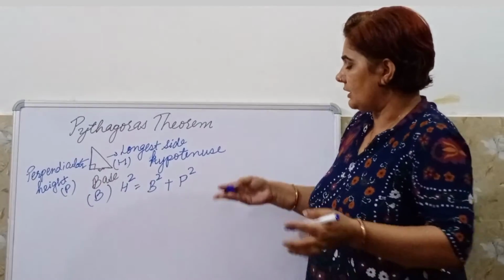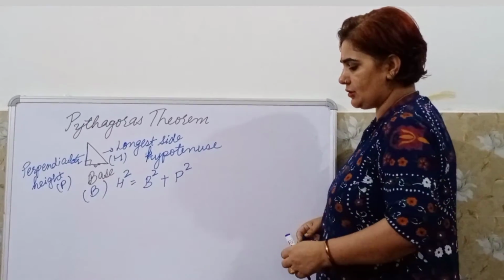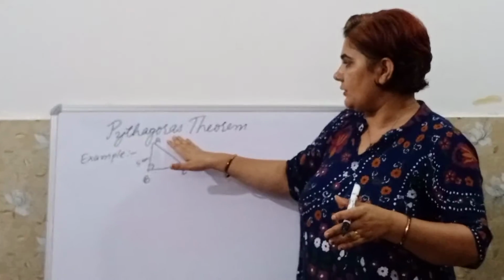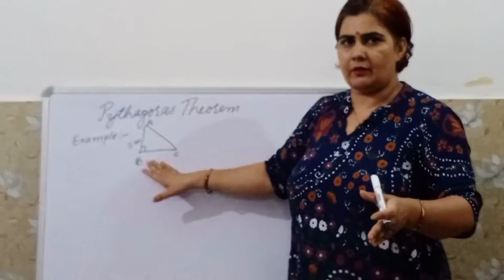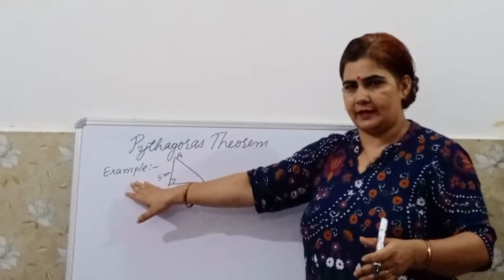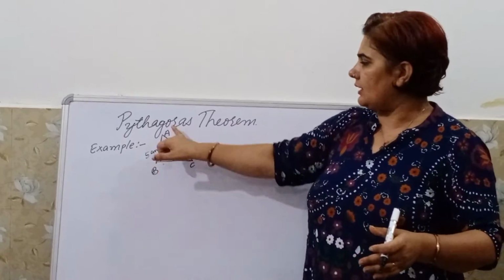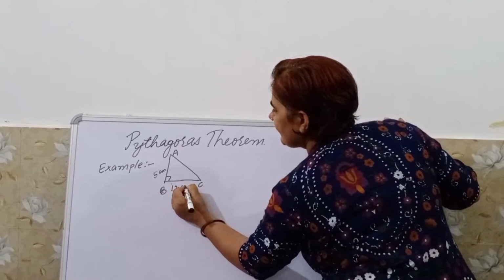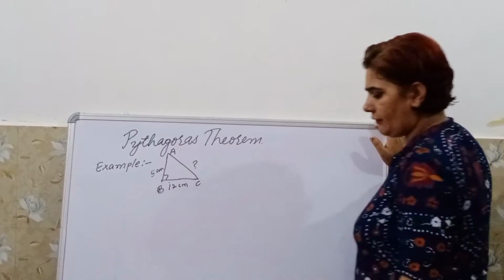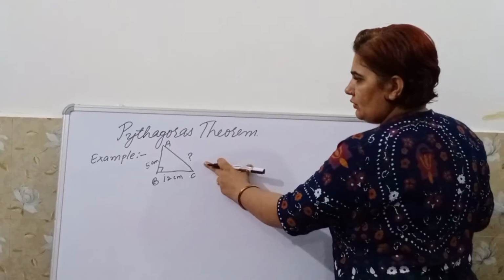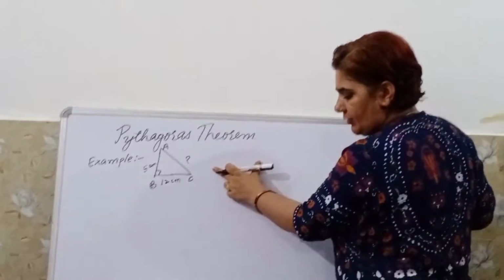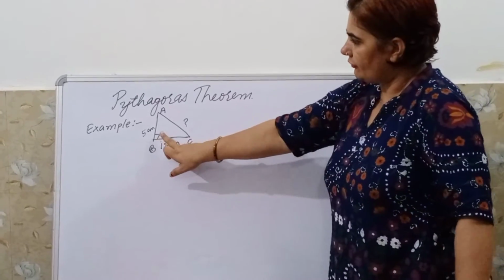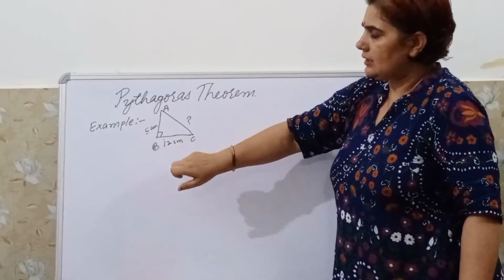So let's use it and solve some questions based on it. Students, let's make use of this Pythagoras property. We will understand it with the help of one example. I have taken this triangle ABC. AB is 5 centimeter, BC is 12 centimeter. We have to find the value of AC. Okay, you know ABC is a right angle triangle and the angle of 90 degree is at B.